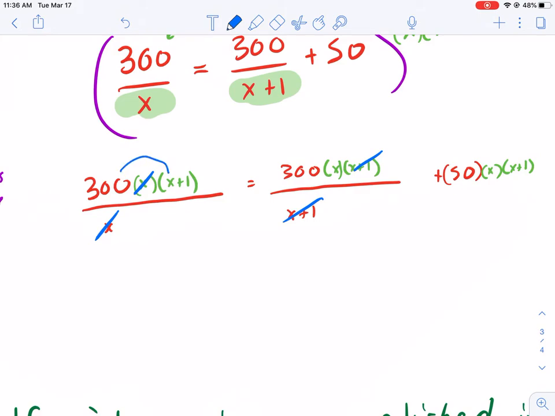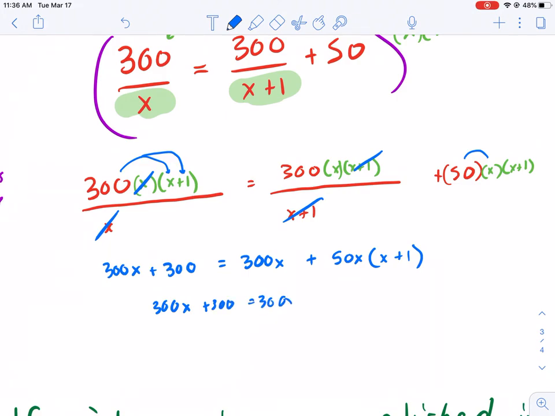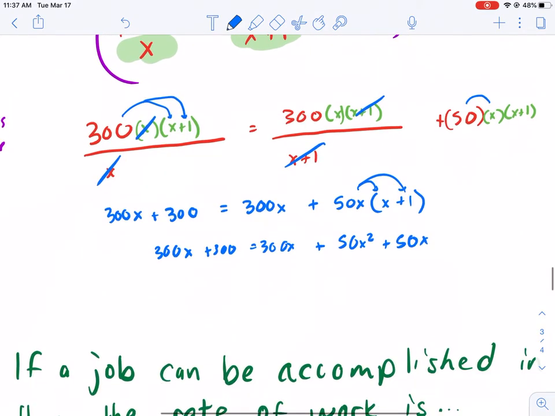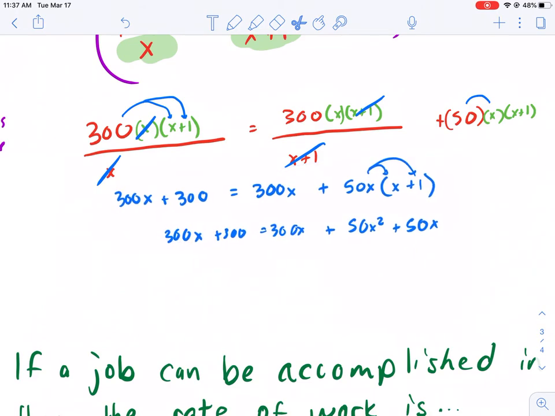Here we have 300 times x and 300 times 1. So 300x plus 300 equals, here we just have 300 times x plus 50 times x is 50x. Now we still have to multiply that by x plus 1, and I want to do that one in two steps. So we have 300x plus 300 equals 300x plus 50x squared plus 50x. This looks bad, but we're going to simplify it pretty quickly, and you're going to see.